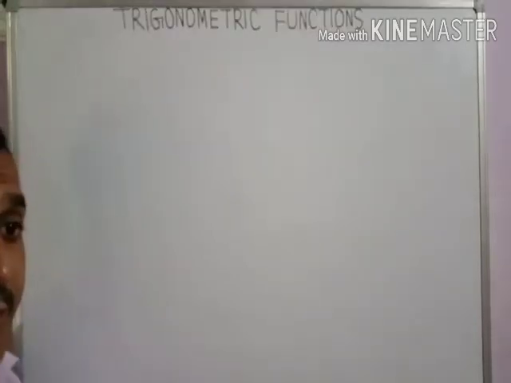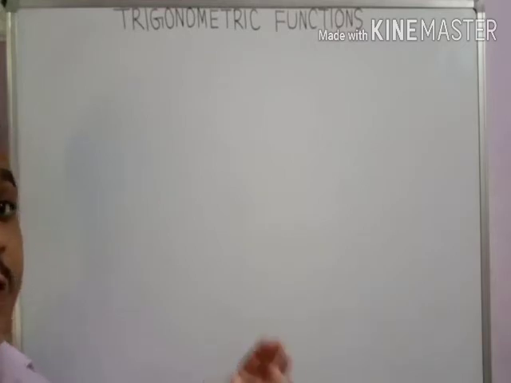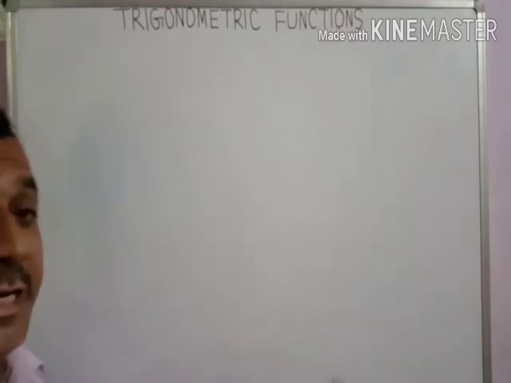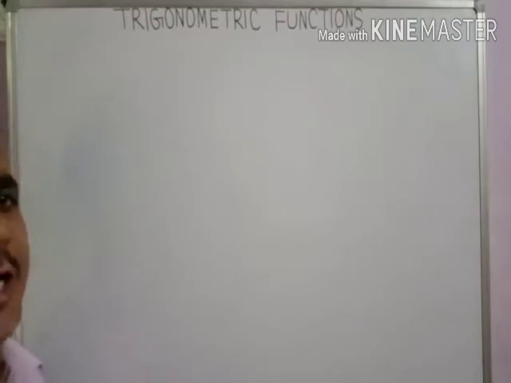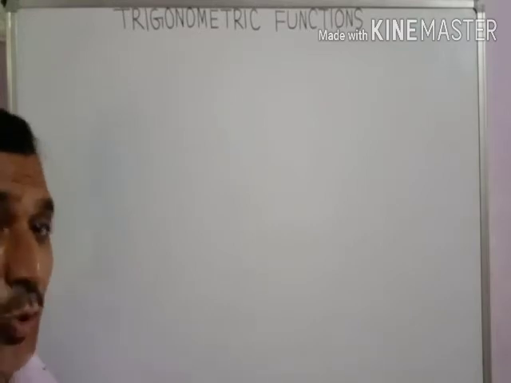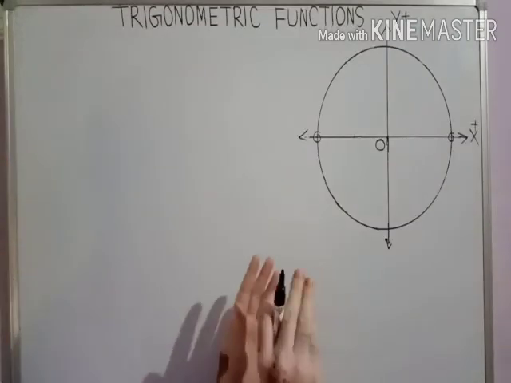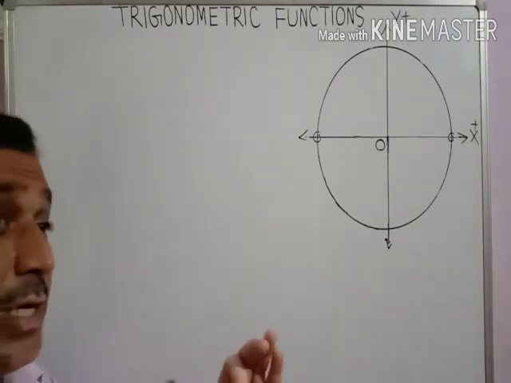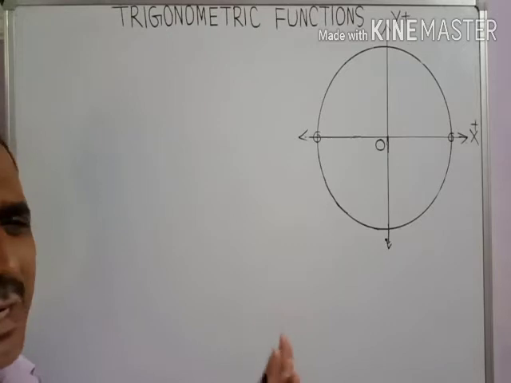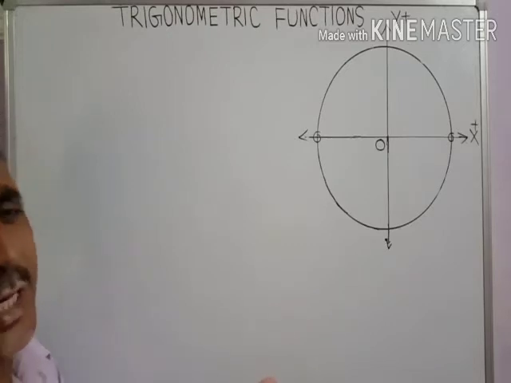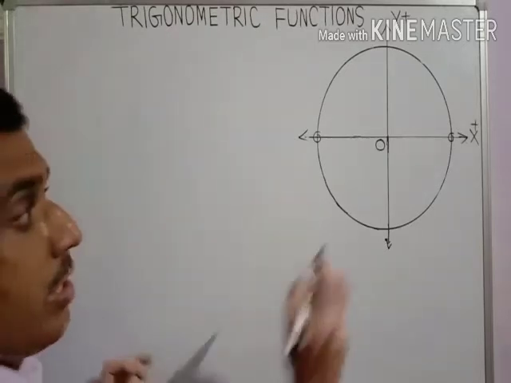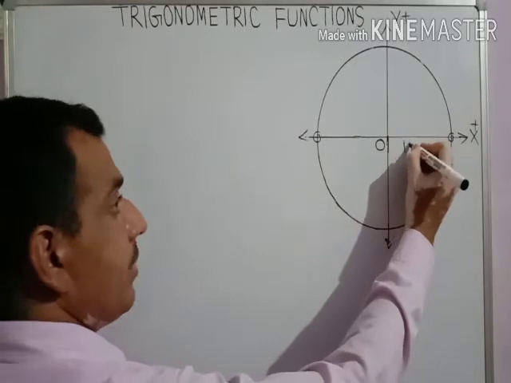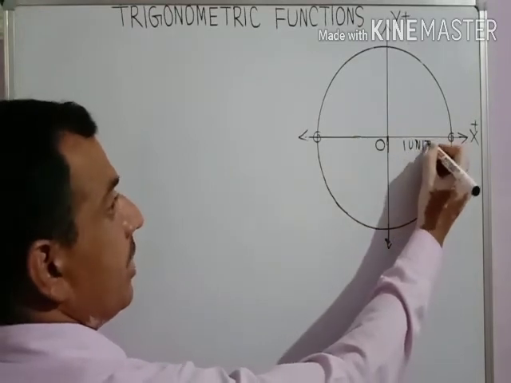So let us understand how to get the values of trigonometric ratios for angles more than 90 degrees, I mean pi by 2 radians, or less than 0 degrees. And here I have taken one unit circle. Your question, sir, what is a unit circle? A unit circle is nothing but a circle of radius 1 unit. That's all. It means this radius is 1 unit.